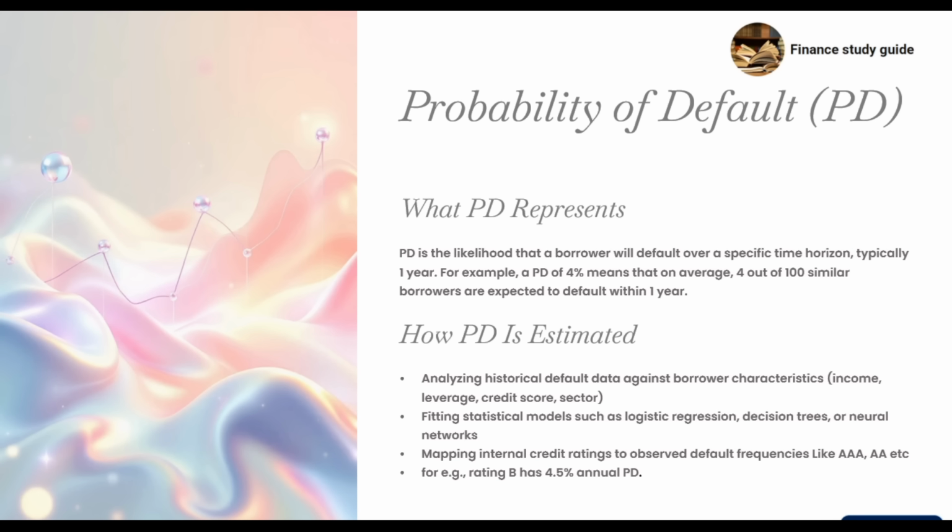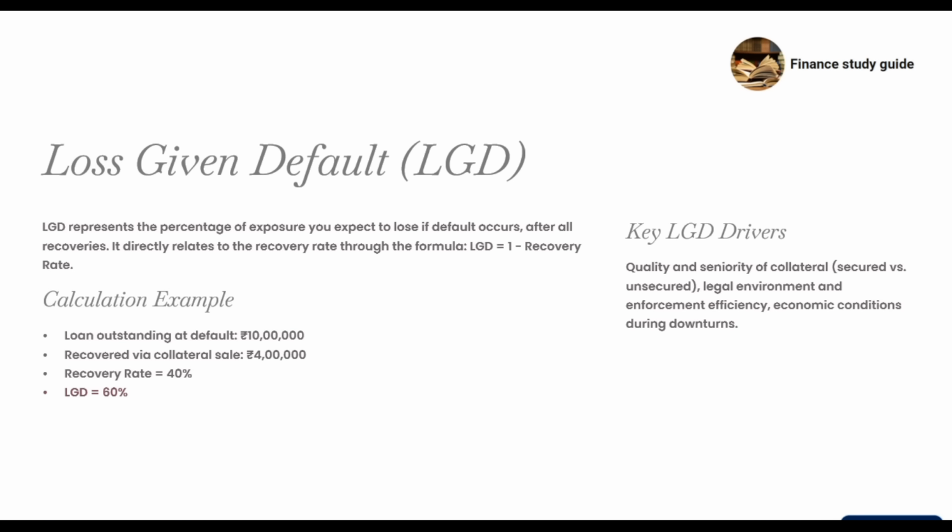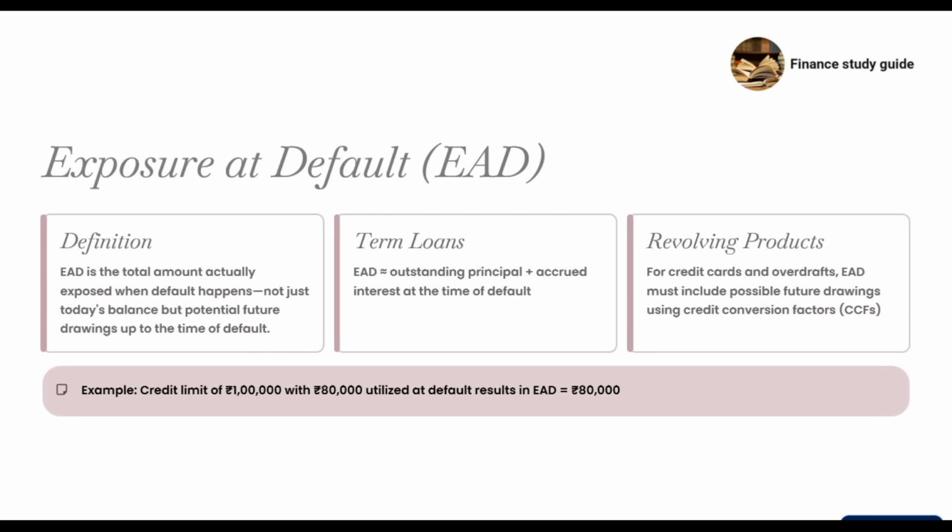Okay. Next concept is loss given default, or just LGD. LGD is the percentage of the exposure you expect to lose if default occurs, after all recoveries. It relates to the recovery rate. LGD equals 1 minus recovery rate. Example, let's say the loan outstanding at default is 10 lakh rupees. You recover 4 lakh rupees via collateral sale and collections. So recovery rate is 4 lakh divided by 10 lakh, equals 40%, and LGD equals 1 minus 40%, which is equal to 60%.